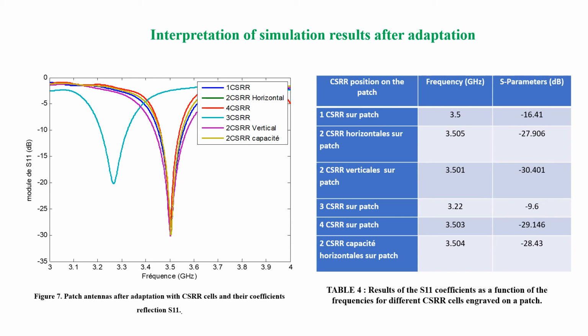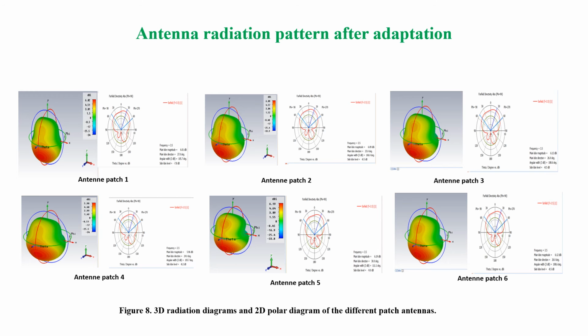Interpretation of simulation results after adaptation. The figure 7 gives patch antenna after adaptation with CSRR cells and their reflection coefficient. The best coefficients are given at the frequency 3.5 GHz. Table 4 gives the result of the coefficient of reflection as a function of the frequency of different CSRR cells on the patch antenna.